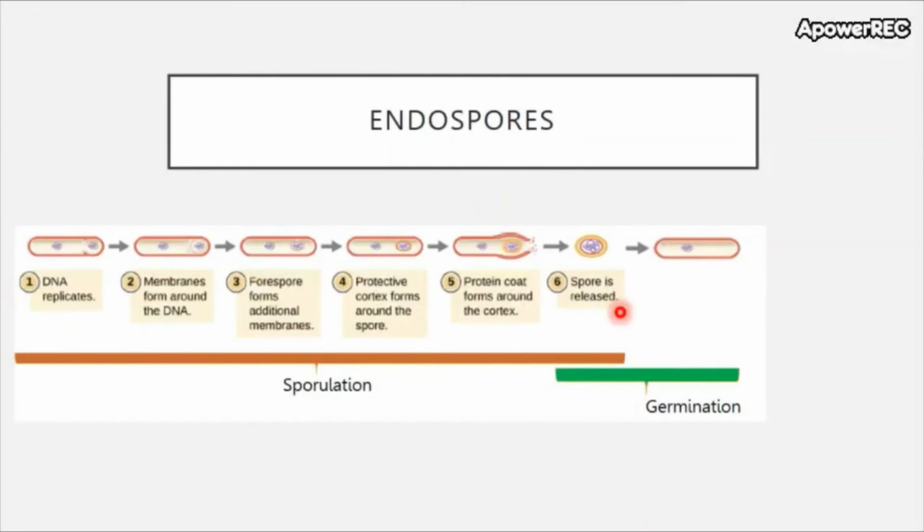The process of a spore becoming a vegetative cell, we're not going to go into any detail about that, except that it's referred to as germination, which is kind of easy to remember because if you imagine a seed germinates into a plant, so a spore germinates into a vegetative cell. I hope that helps a little.